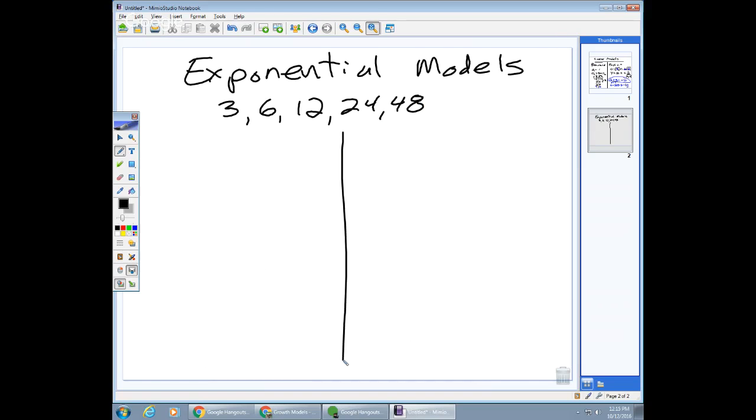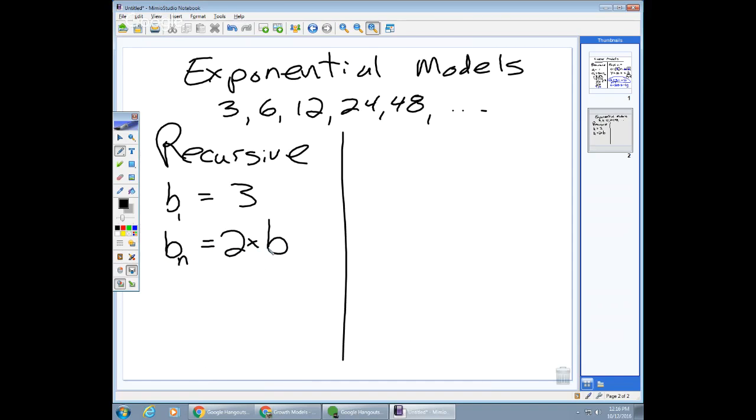So recursively, let's call this sequence B. The first term is 3. I started at 3. And then what do I do to get the next term? I'm multiplying by 2. So then to get any additional term, we call those the Bn's, I take 2 times the previous term. Previous term is always letter sub n minus 1. So all that says is, like we did up here, multiply by 2 to get the next term. Multiply by 2, multiply by 2, multiply by 2.